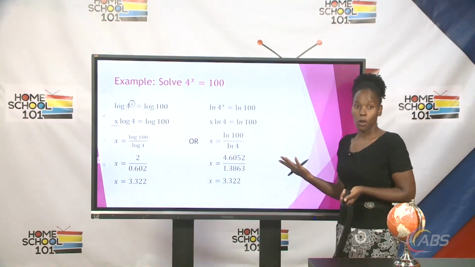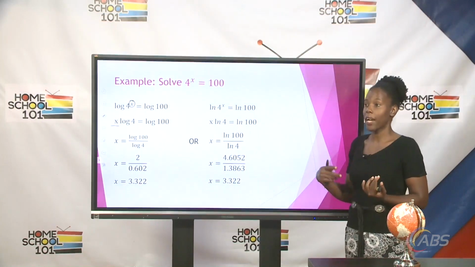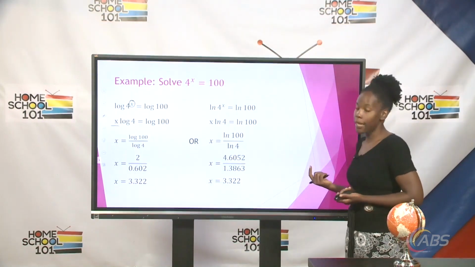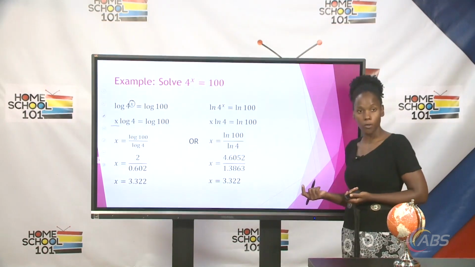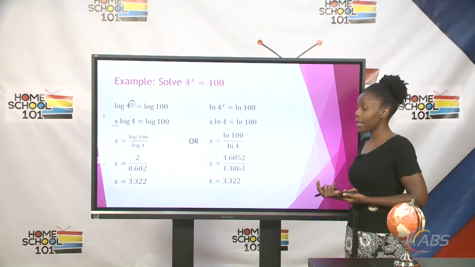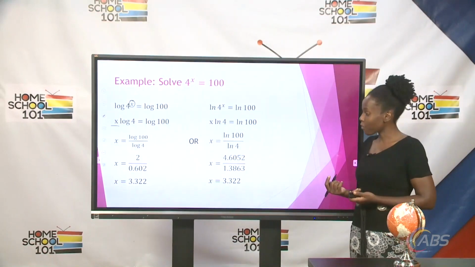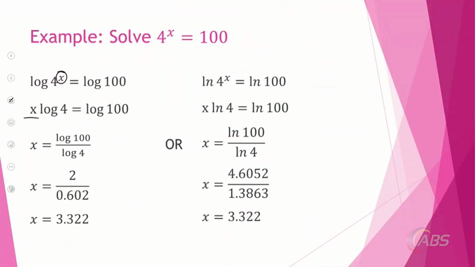As I indicated, you can also use the natural logarithm, and even though the individual values would differ, the final answer is the same. So it becomes ln 4 to the power x is equal to ln 100. We apply the same property, we multiply by the power, so it becomes x ln 4 is equal to ln 100. So x is equal to the natural logarithm of 100 divided by the natural logarithm of 4. Find these individually, then place in the fraction, and we end up with a value of 3.322. So whether we use log or ln, we end up with the same final result.